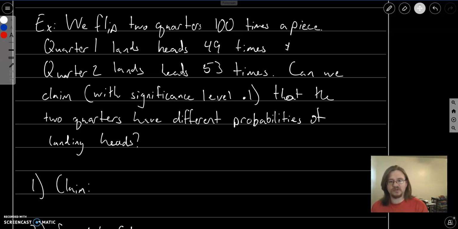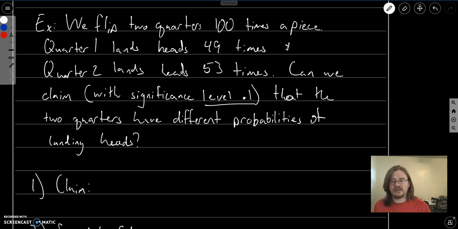So we flip both quarters 100 times. Quarter 1 lands heads 49 times, quarter 2 lands heads 53 times. Can we claim with a significance level 0.1? Note that if we're only testing quarters, it doesn't have to be a very high significance level. So this is something that we don't mind using 0.1 as opposed to 0.05 or 0.01.